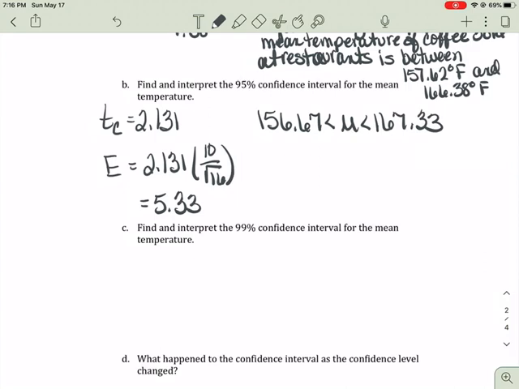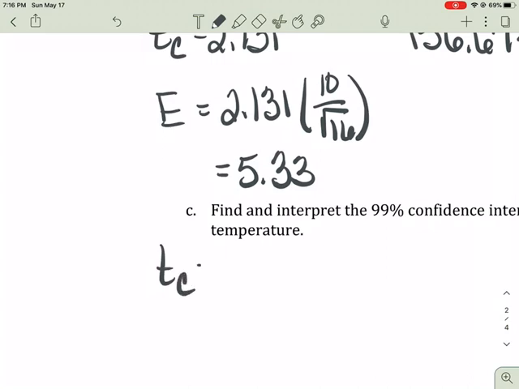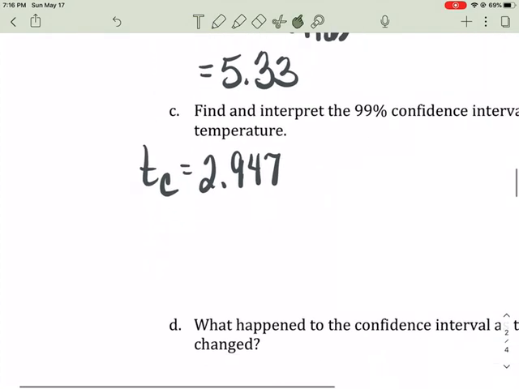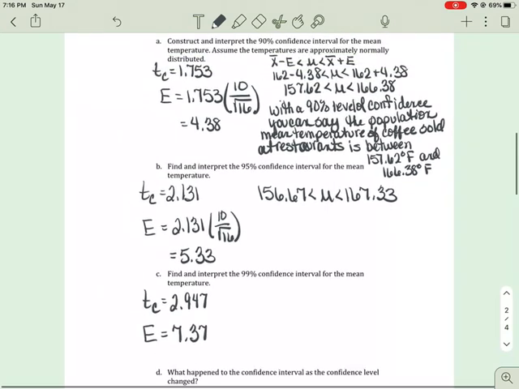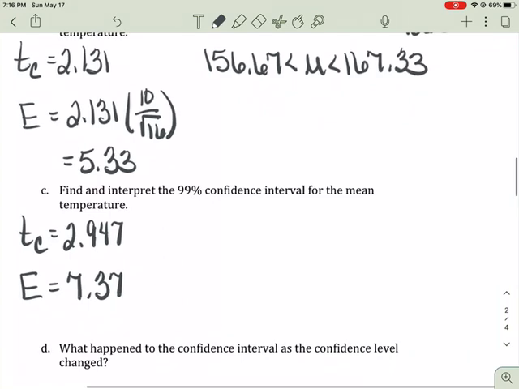Okay, we're going to get a t sub c of 2.947, which means our E is 7.37. Okay, notice what's happening to your E as we're changing the level of confidence. As we expect to happen, as the level of confidence increases, so does the width of your confidence interval, because we would need a bigger area, a bigger interval, think bigger thing on the number line to capture or estimate where the actual population mean would be.